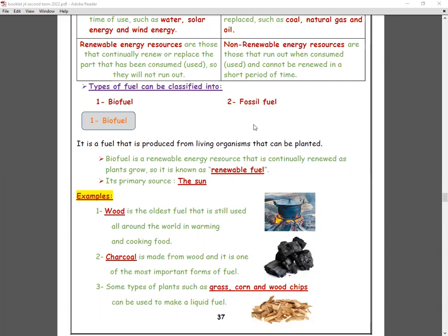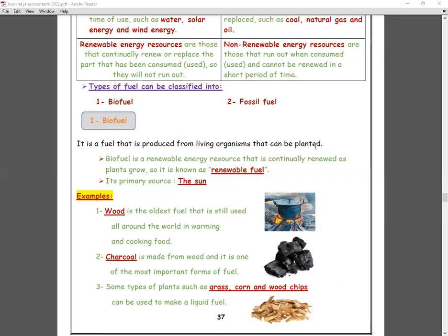Okay. Now let's start with the first form, biofuel. It is a fuel that is produced from living organisms that can be planted. Unit 4, don't forget that we have 2 types of organisms: living organisms and non-living organisms. Living organisms like what? Like humans, plants, and animals. Non-living, like anything that surrounds us that can't be grown. Like what? Like table, desk, pen, pencil, computers, laptops, cell phones, and so on.